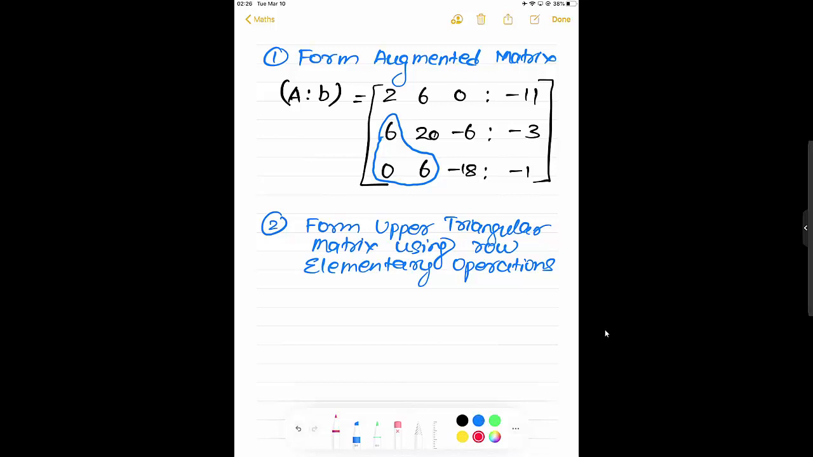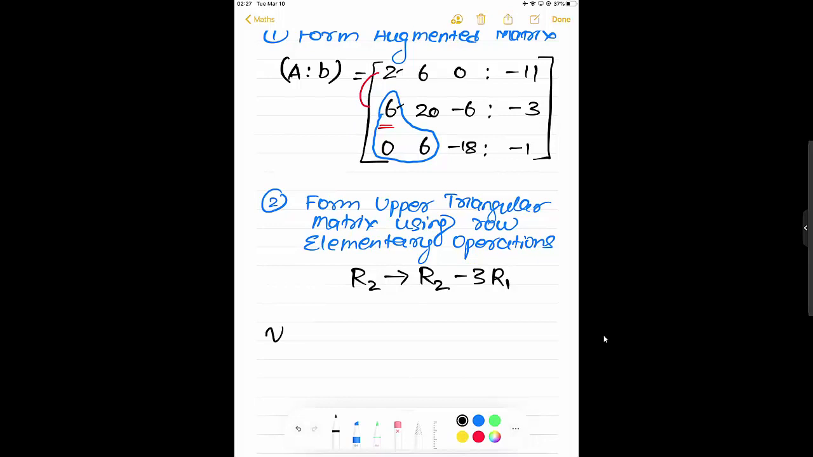First let's consider second row, first value 6. How to convert this value to 0? You have to compare the second row to the first row. If you do that, the rule will be R2 implies R2 minus, so it is 6. We have to change 2 to 6, which means 2 threes are 6. Rule will be 3R1. So the matrix will look like first row remains the same.